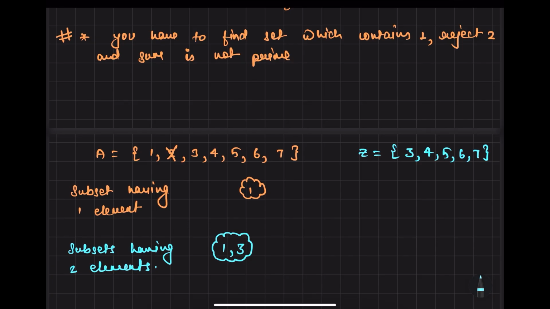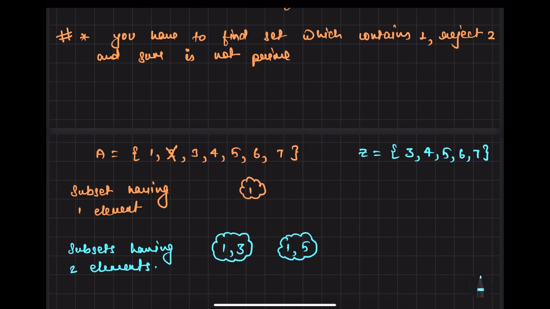Now I will keep 4. So 1 with 4 is a 5. The sum is 5, which is a prime number, so you cannot keep 4. Can I keep 5? 1 with 5 is 6, and 6 is not a prime number, so it is okay.